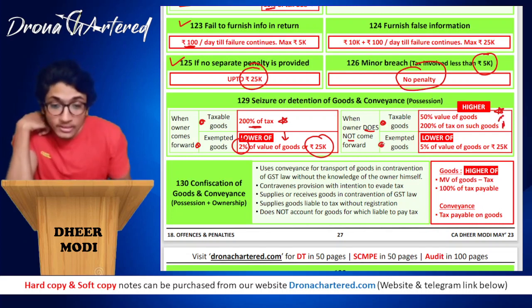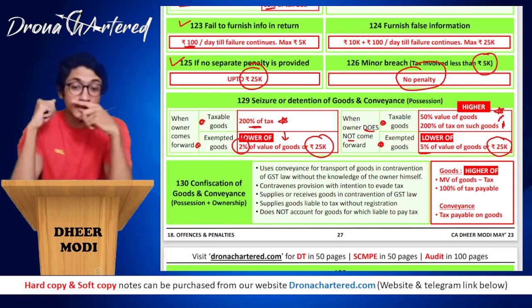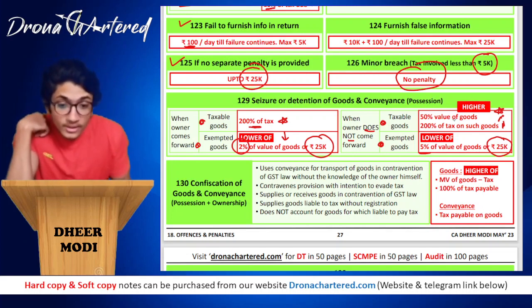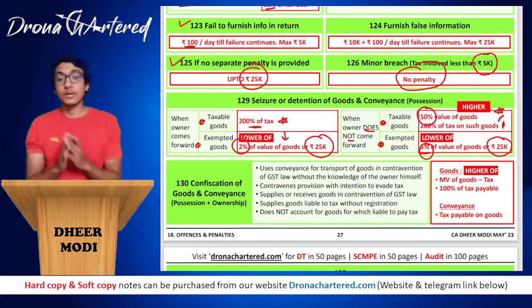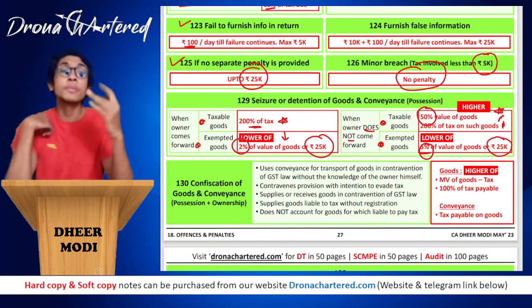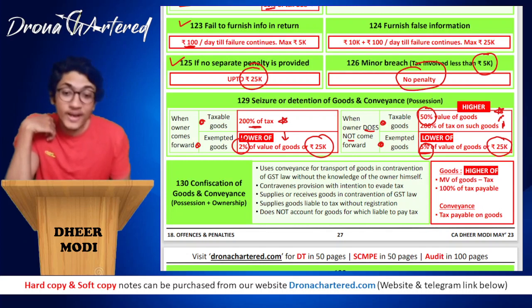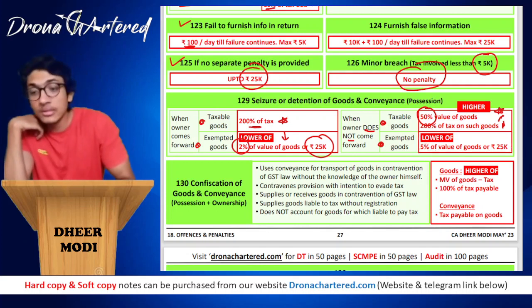And if these are exempted goods, it will be lower of 5% of value of goods or 25,000. 5% of value of goods or 25,000, whichever is lower. So you see the difference. Over here it is higher, over here it is lower. Over here it is 5%, over here it is 50%. This is how much difference there is. So 50% of value of goods or 200% of tax on such goods, whichever is higher, and for exempted goods it is lower of 5% of value of goods or 25,000, whichever is lower.